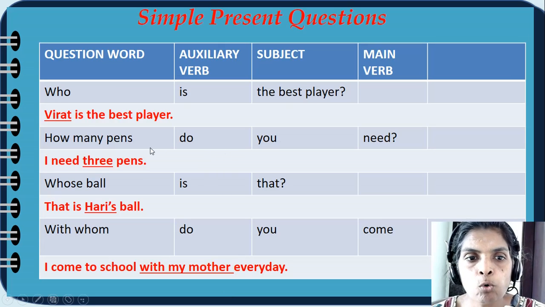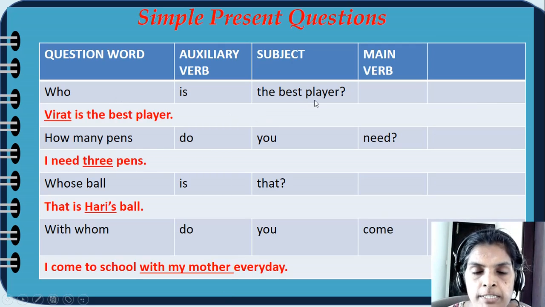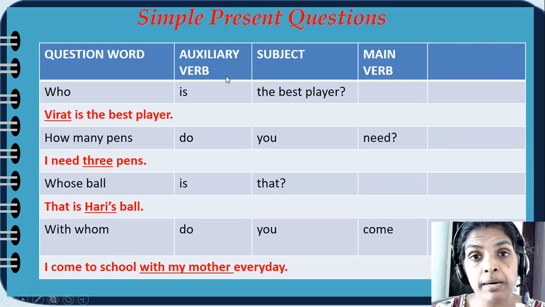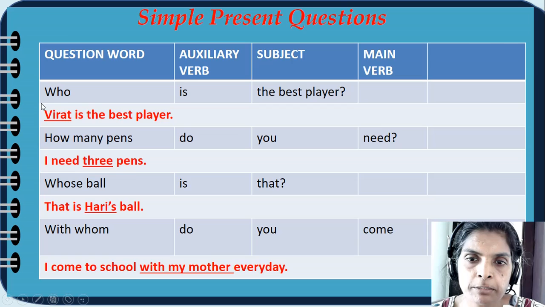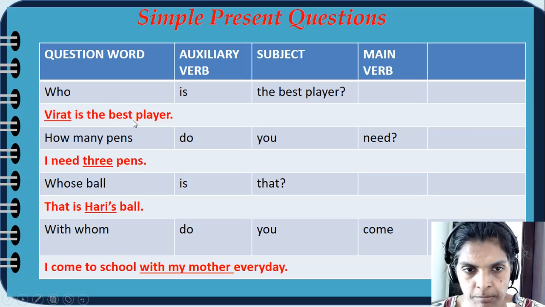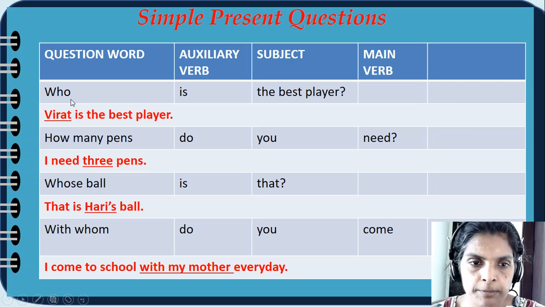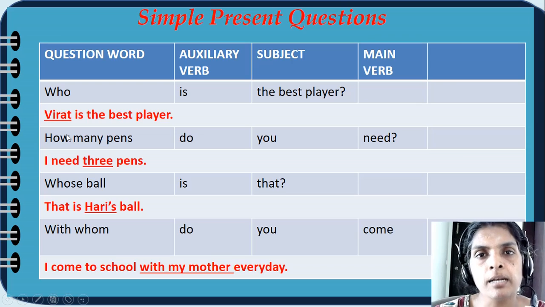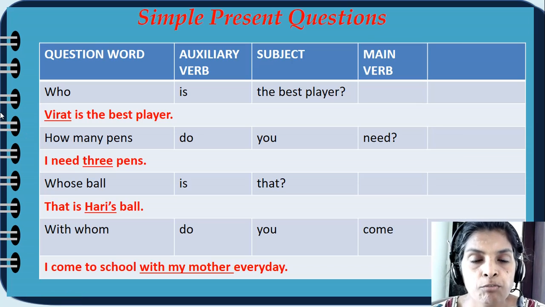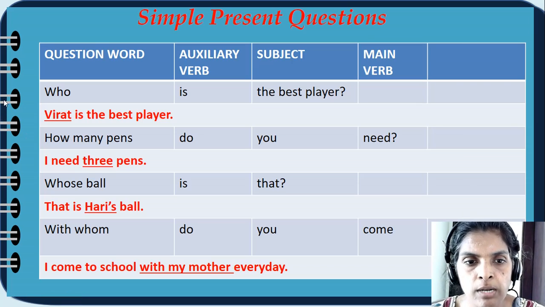Few more. Who? So who is the best player? If you want to know the person, then you will ask who questions. Who is the best player? Virat is the best player. So Virat here is a person. So if you want to know the person who is the best player, you will ask who questions. How many pens do you need? I need 3 pens. So how many means it will be a number. If you want a number as an answer, you will ask how many.